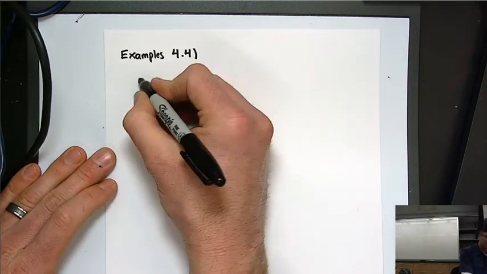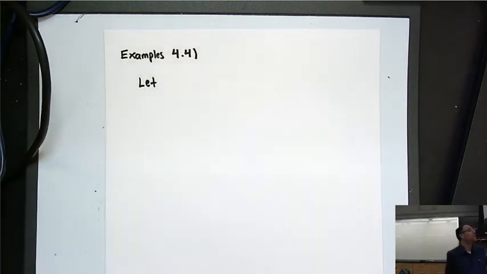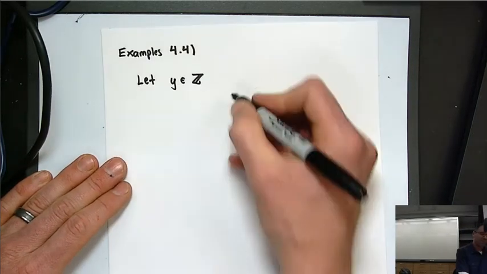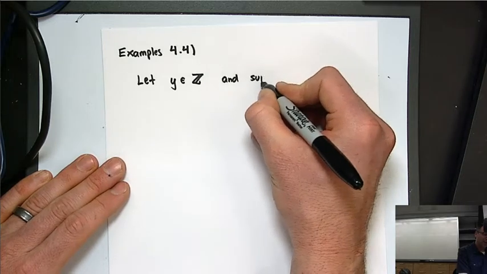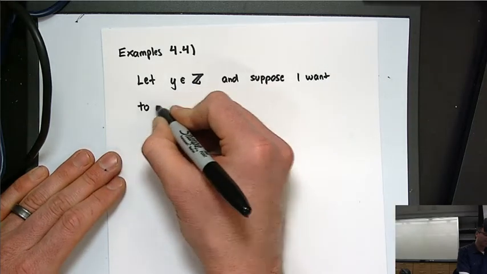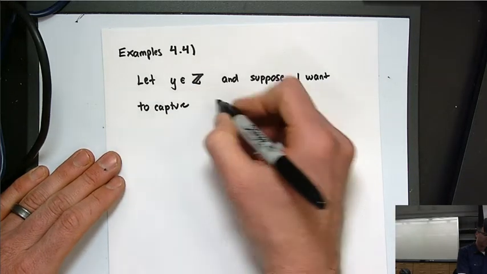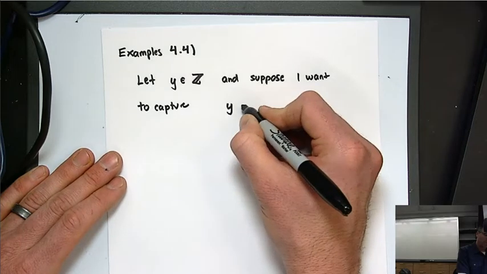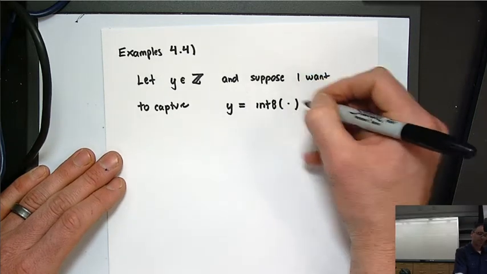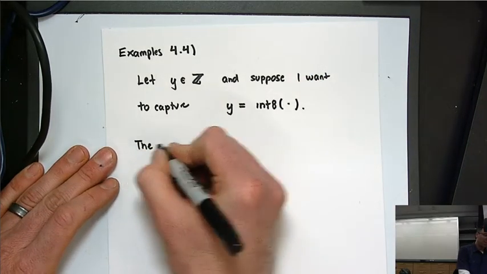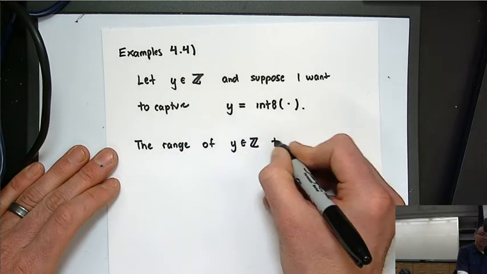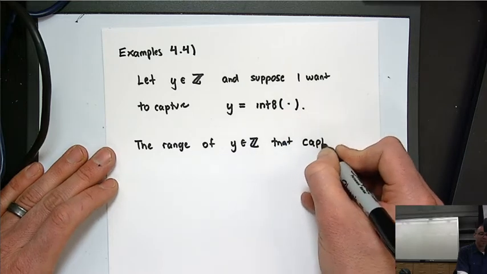And why don't we do some negative numbers. What's really nice about the positive numbers, so if I let y be in z, I'll be right with you. Suppose I want to capture using int 8, what's the range of y and z that are captured exactly? And then I'll be right with you.